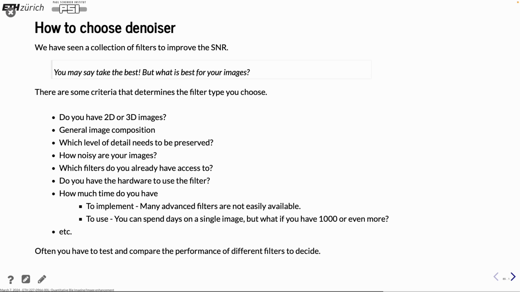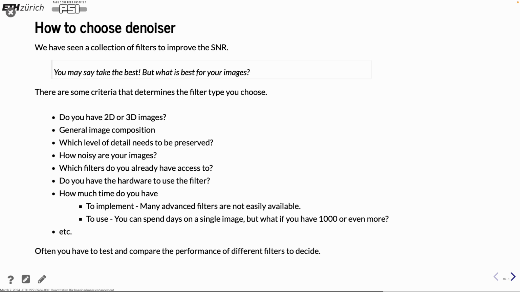Then comes the use time. How many images do you have to filter? If you have a single image, let it run for 2 days, no problem. But if you have 1,000 or 10,000 images, you can't spend 2 days on filtering each. Then it would be way beyond your PhD time, and probably also going beyond your postdoc.